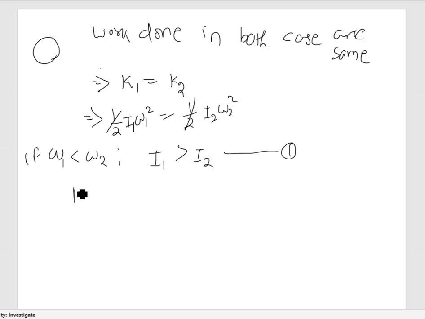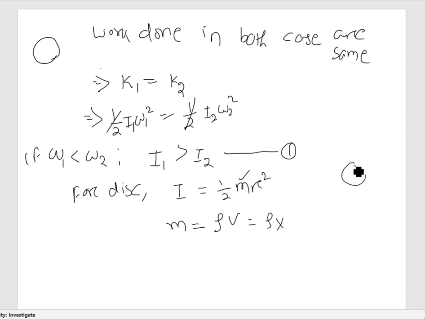Again, the question is given for discs. For a disc, the moment of inertia about its center is given as half m r square. Here m is constant for both the discs. I can write mass as density into volume. As the material is different, this density is different for both objects. In case of volume, I can write it for a disc, where the figure is like this.